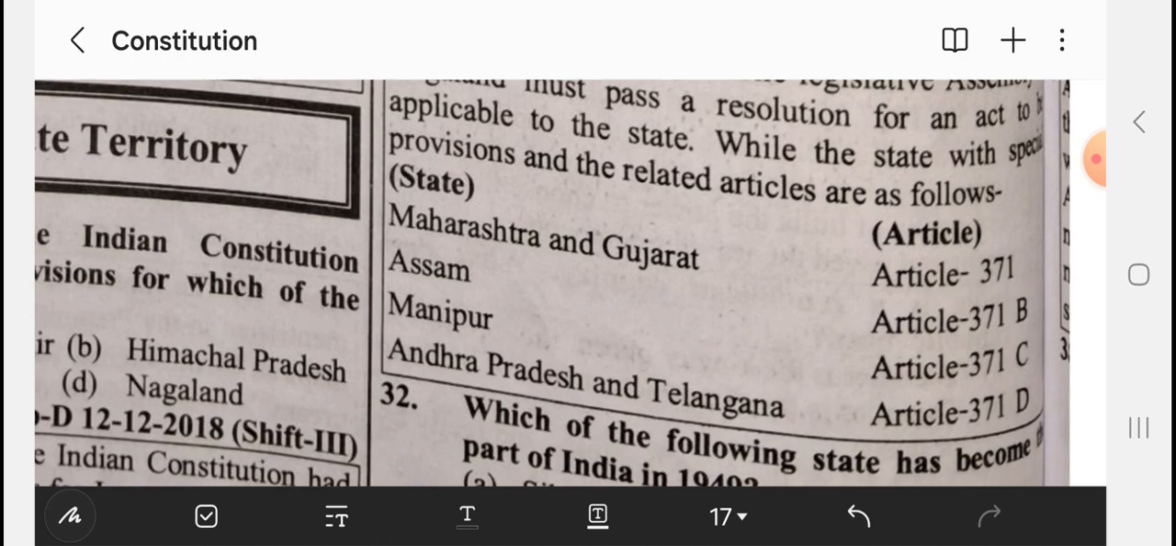Maharashtra and Gujarat, Article 371, Assam 371B, 371A is Nagaland, Manipur 371C, Andhra Pradesh and Telangana 371D. So we can form short tricks for this, like महान रात को, नागा शाम को, महान रात को, नागास मनी एंड तेज मनी एंड गाना गाते हैं स्पेशल.